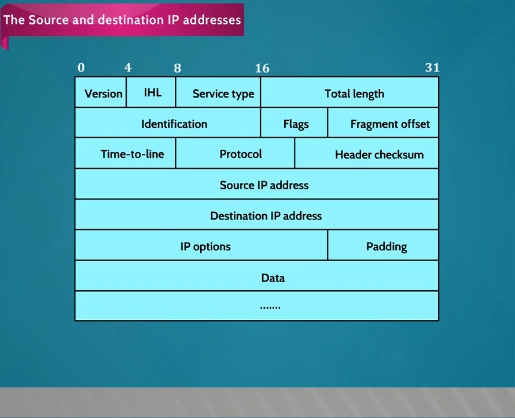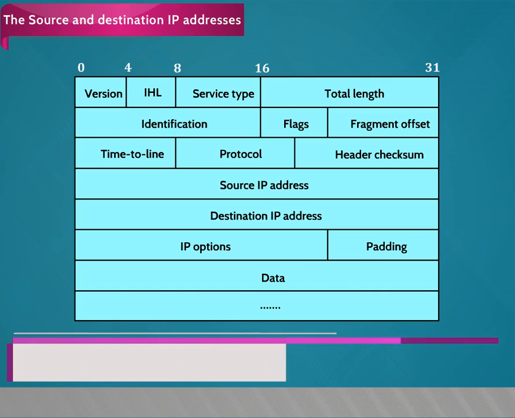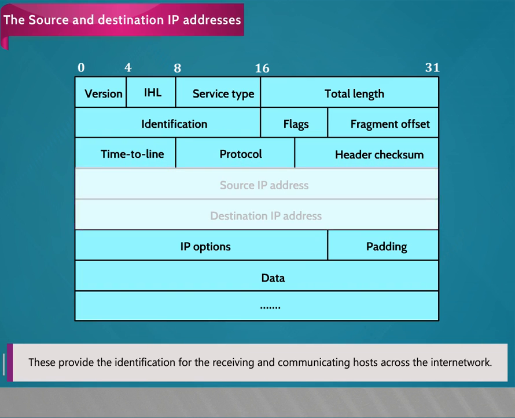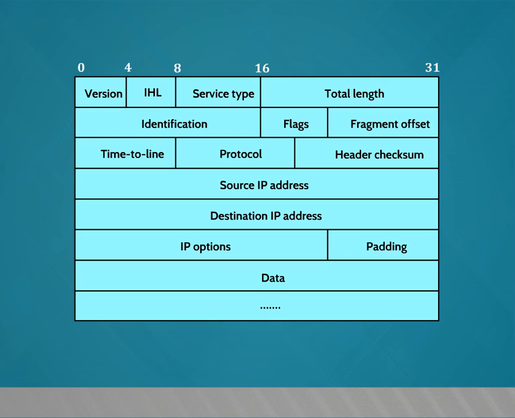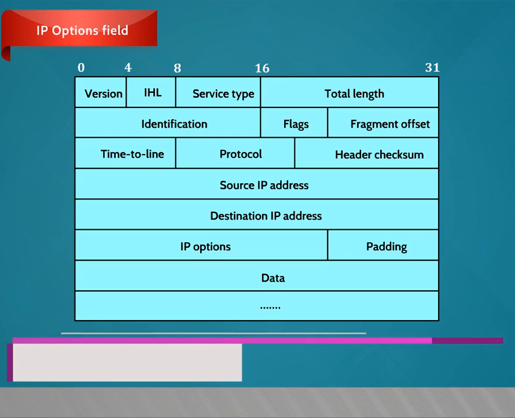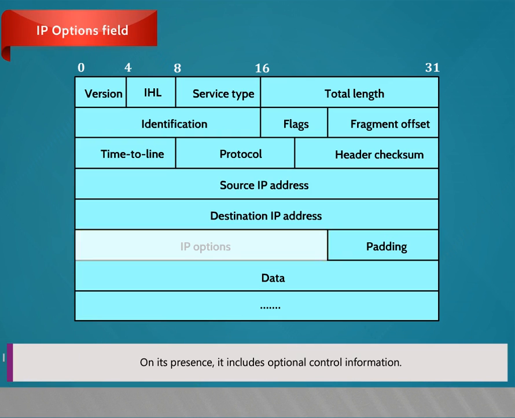The source and destination IP addresses. These provide the identification for the receiving and the communicating hosts across the internetwork. IP options field. On its presence, it includes optional control information.